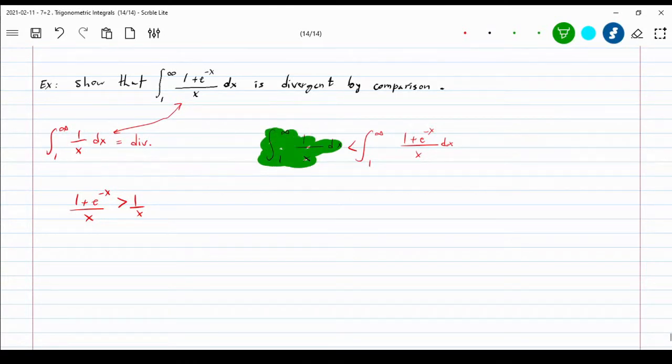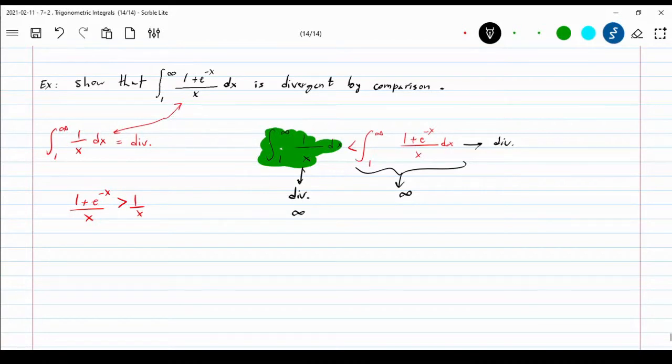As I mentioned, this integral was divergent, which means it approaches infinity, this becomes infinity. You have an integral that is greater than infinity. The only way that this integral could be greater than infinity is if this one is infinity as well, which implies that this integral is divergent.